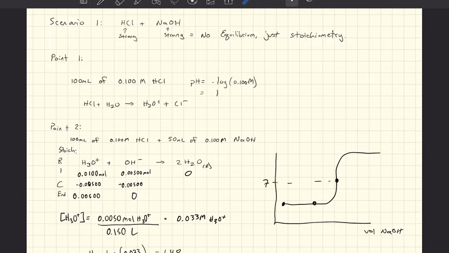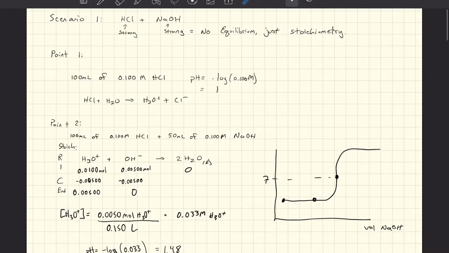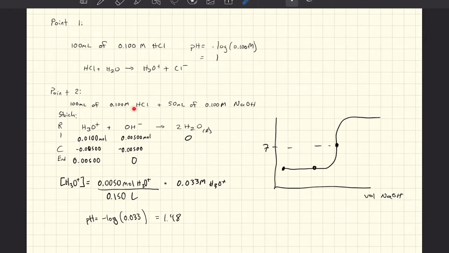So if I just start with my HCl, I'll be able to get my pH as 1. Now part 2, if I take my 100 milliliters of 0.1 molar HCl and 50 milliliters of my 0.100 molar sodium hydroxide. I'm picking a point that's a nice point because it's half the amount, and that's a good point for us, which we'll talk about for the next section.